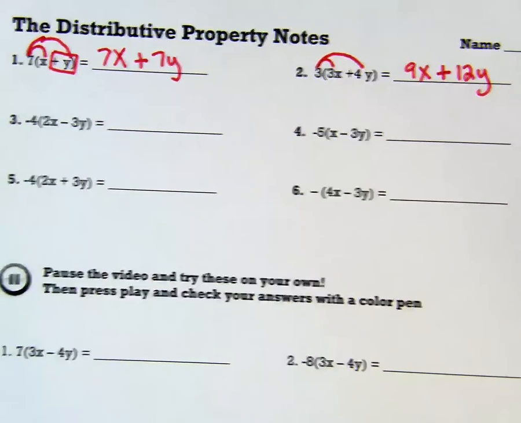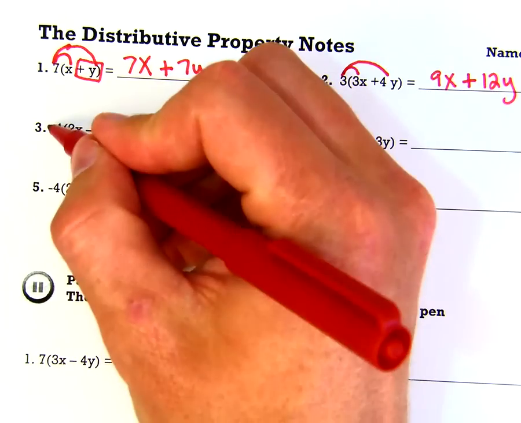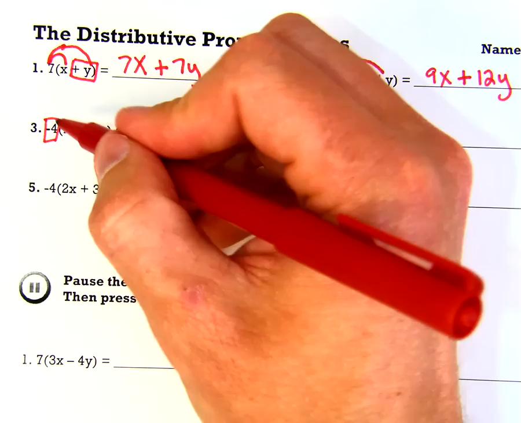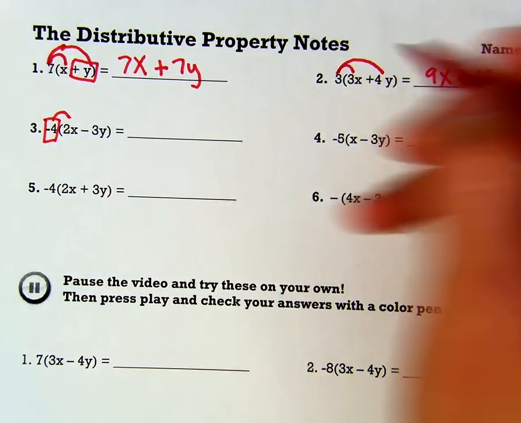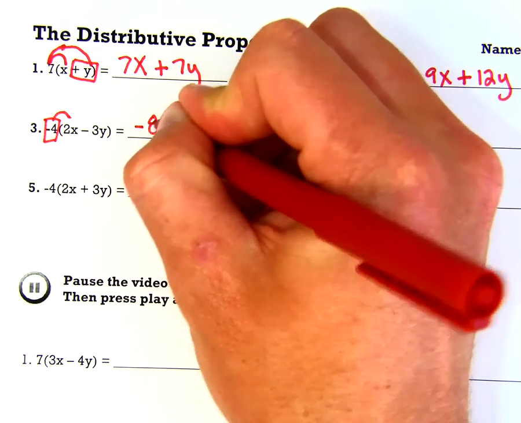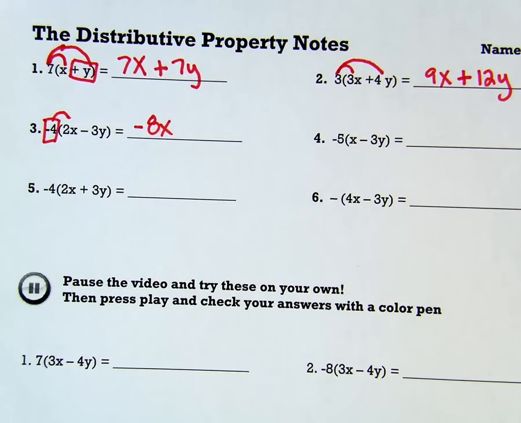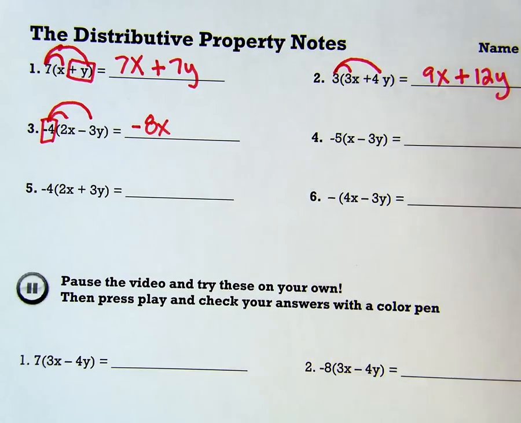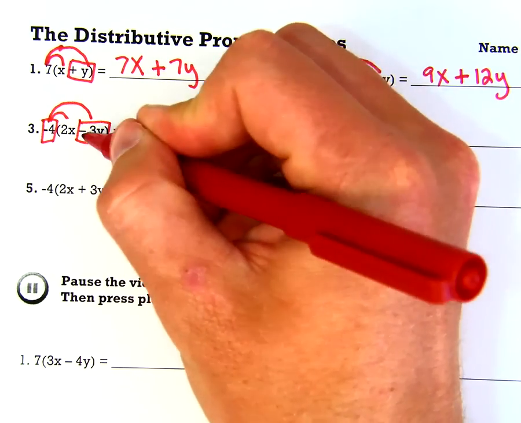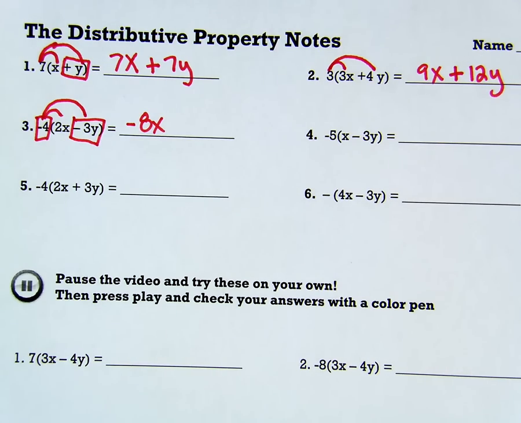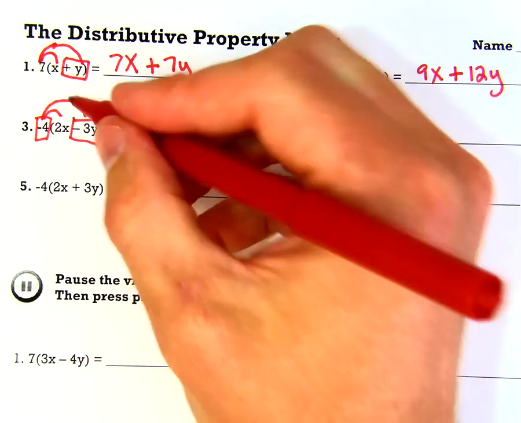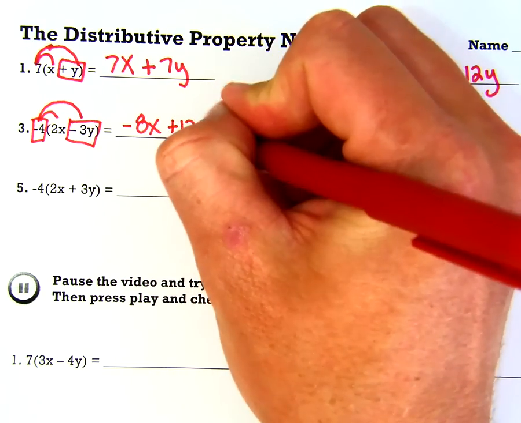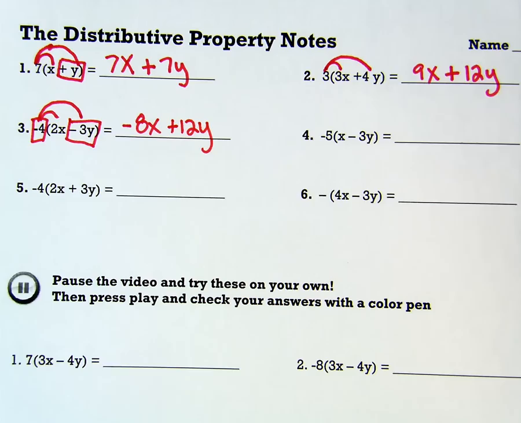Go on to number 3. We have negative 4. So again, I'm going to make sure I include that negative, that minus symbol there. It's a negative. So negative 4 times 2x. Negative 4 times 2 is negative 8, so negative 8x. I'm going to do negative 4 times, and I'm not just going to do 3y, I'm going to do negative 3y, because I'm going to take that subtraction symbol and use that as a negative. So negative 4 times negative 3 is a plus or positive 12, so 12y.